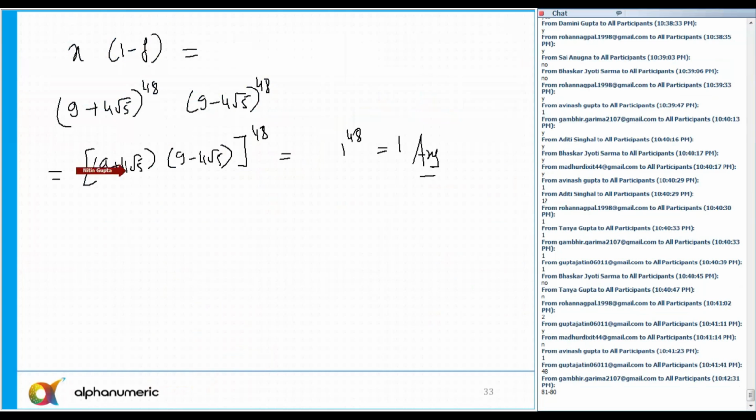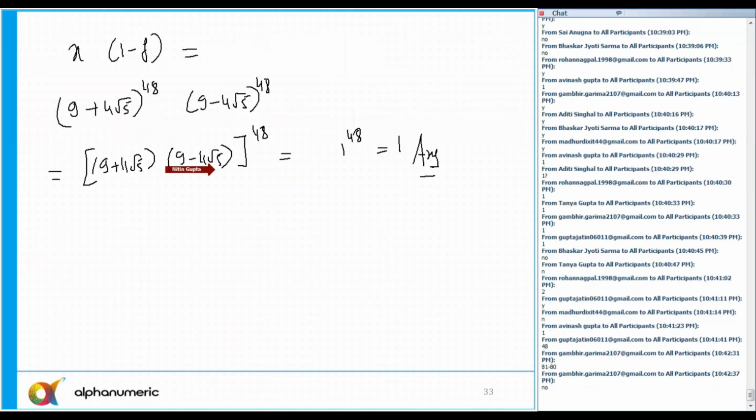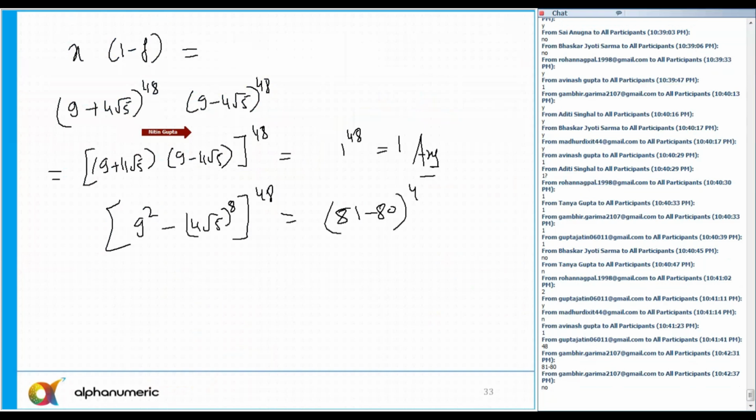Any doubts to anyone? Remember 9 plus 4 root 5 into 9 minus 4 root 5. So I can write step by step: 9 square minus 4 root 5 whole square, a square minus b square, and raised to power 48, which is equal to 81 minus 80 raised to power 48. So the answer is equal to 1. And this is the answer.